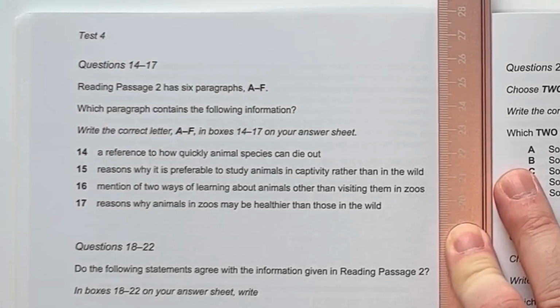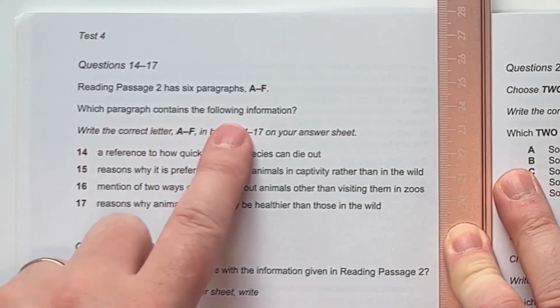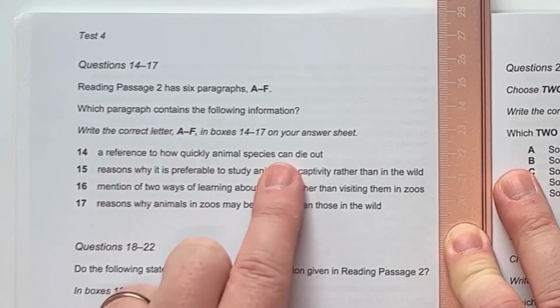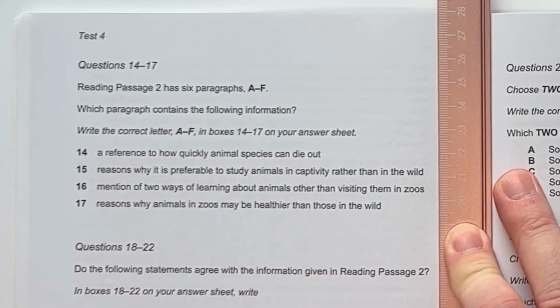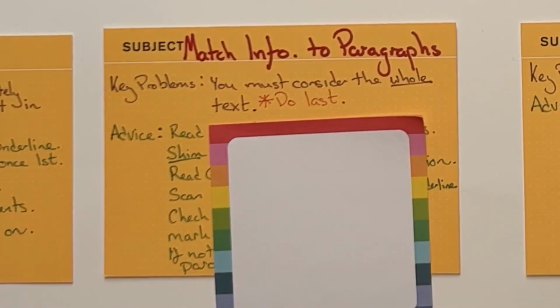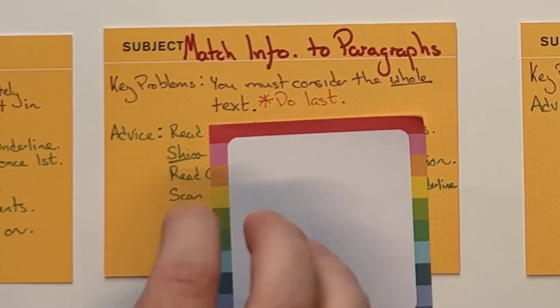Here is a matching information question. Which paragraph contains the following information? So you have to read the information and then match it to the appropriate paragraph in the text. Matching information to paragraphs. Key problem here is you must consider the whole text. There's a huge amount of information to digest here.